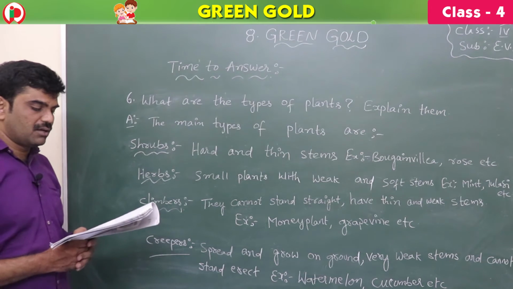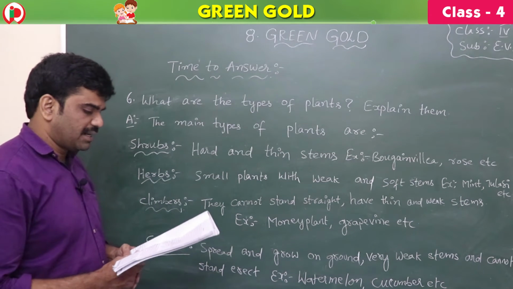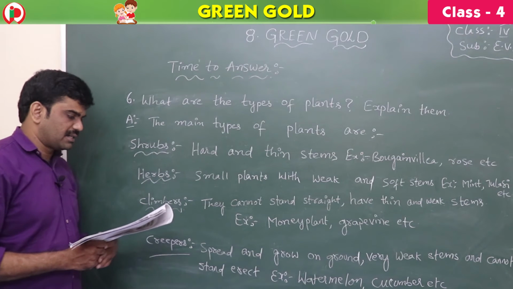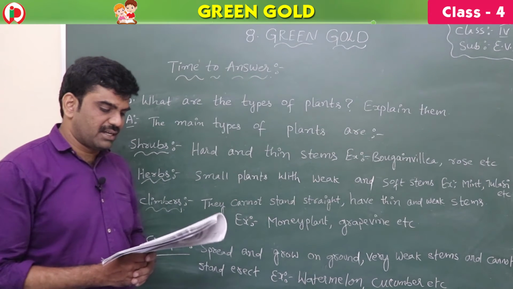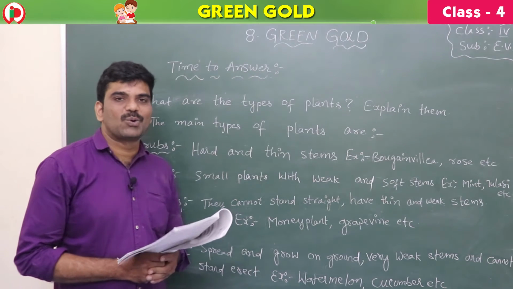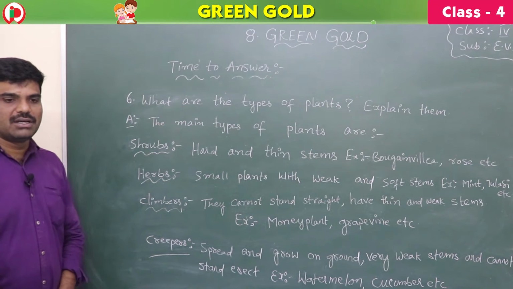These spread and grow on the ground. They have very weak stems and cannot stand erect like climbers, children. Examples are watermelon and cucumber. So these are the four types, and the fifth type is water plant.